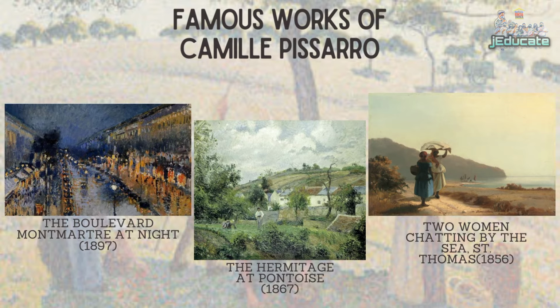Famous works of Camille Pissarro: The Boulevard Montmartre at Night, 1897. The Hermitage at Pontoise, 1867. Two Women Chatting by the Sea, St. Thomas, 1856.